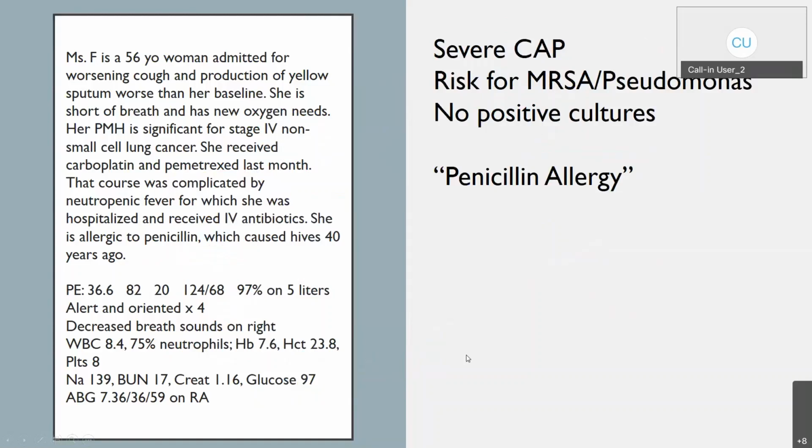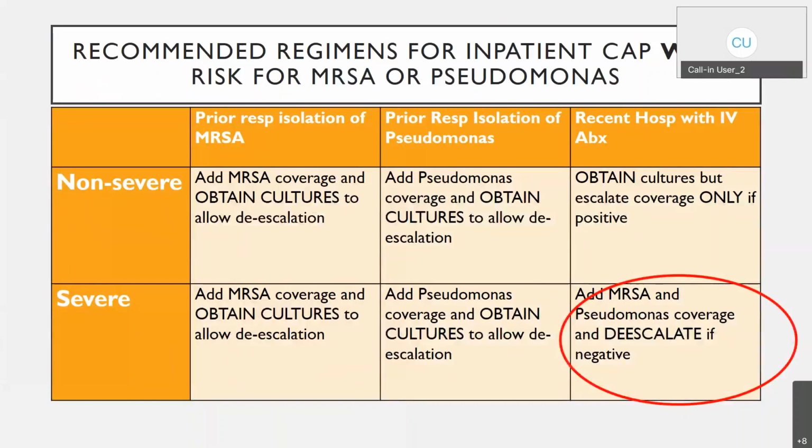So we've established she has severe CAP. She does have risk for MRSA or Pseudomonas, but she hasn't had any positive cultures. However, she has a penicillin allergy. So we aren't going to talk a lot about determining whether the penicillin allergy is real.